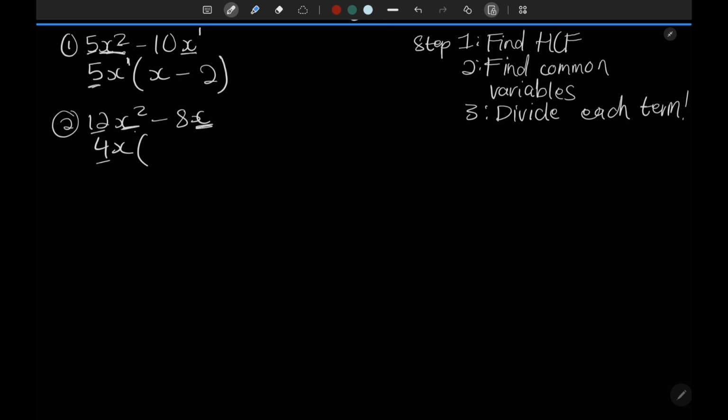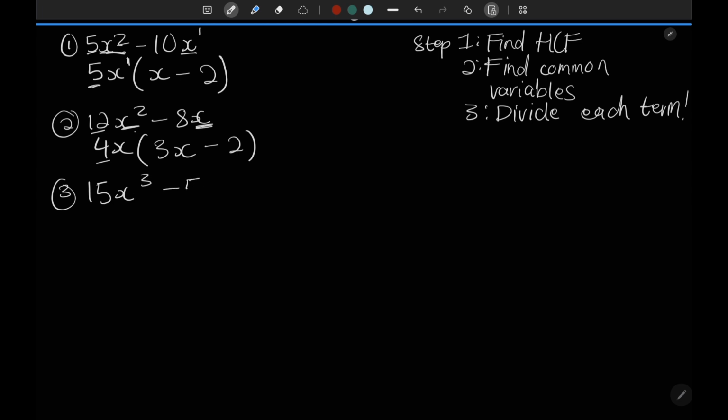12 divided by 4 is 3. 3, then 2 minus 1 is 1. So 3x. Negative 8 divided by 4 is minus 2. Let's move to our variable x and x. 1 minus 1 is 0, so there's nothing. That is your final answer. Let's move to the third example.